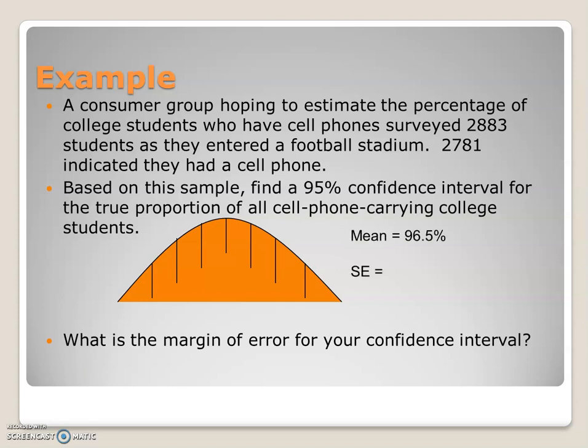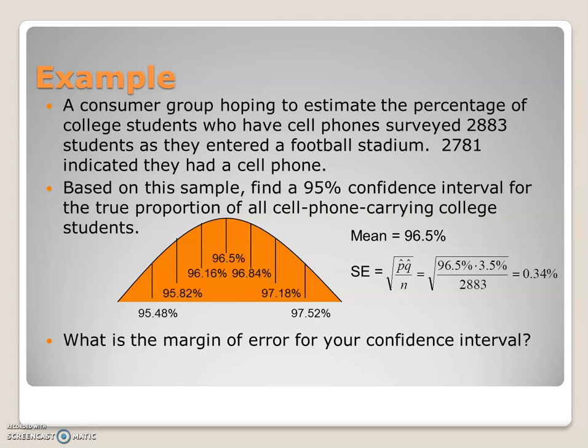Your mean is how you get this number. You had to do 2,781 divided by 2,883, and you get 96.5%. Standard error is the square root of p hat q hat over n, and you get 0.34%. So we're going to fill in our normal bell curve. This time it didn't ask for the confidence interval. I know my confidence interval is between 95.82% and 97.18%, but it didn't ask for that. It asked for the margin of error.